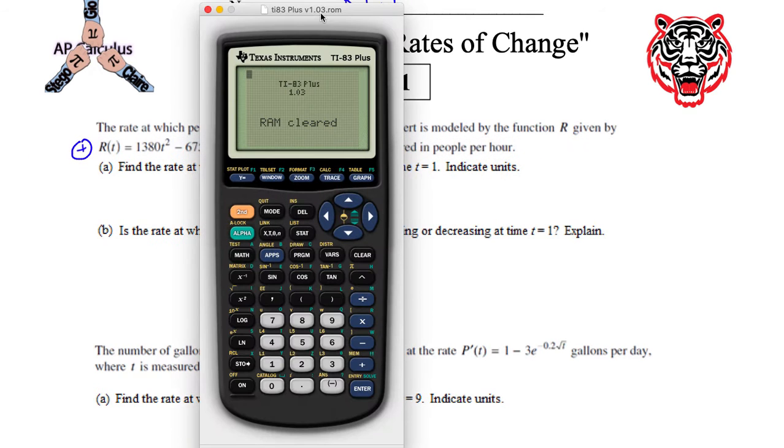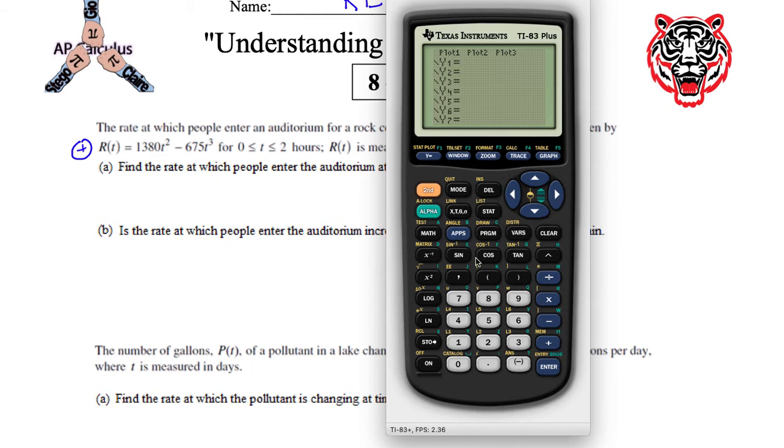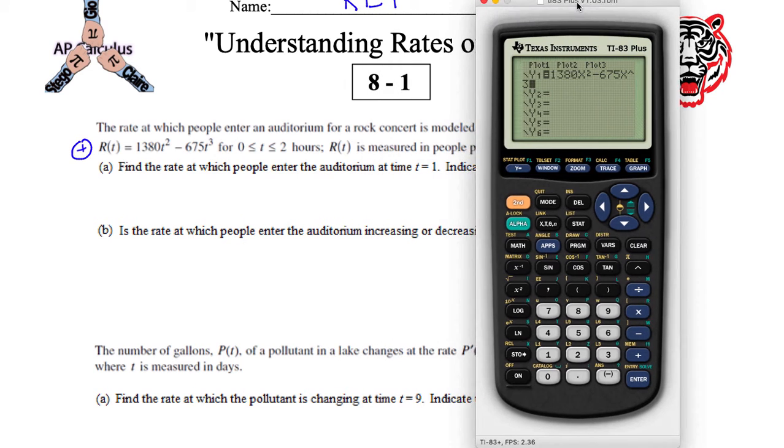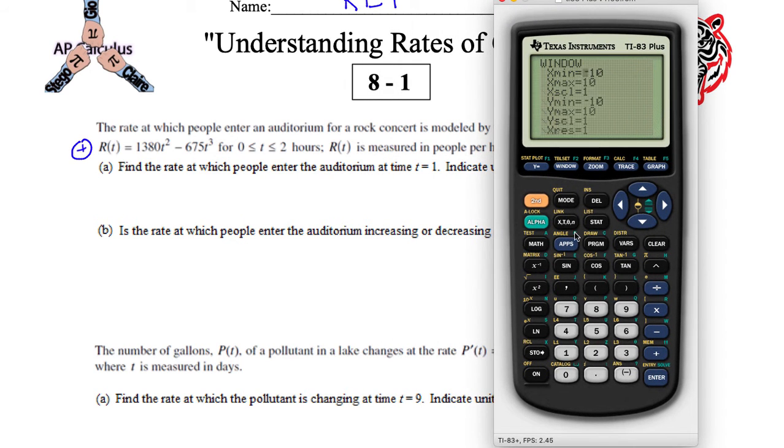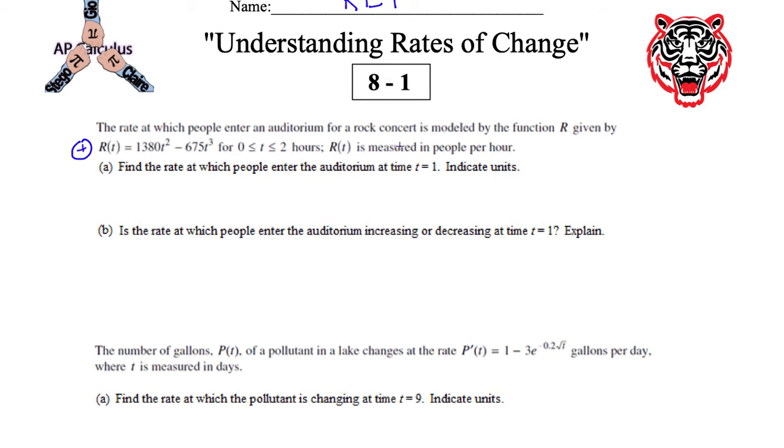Let's go ahead and enter in this equation. We have 1380 x squared minus 675 x cubed. I'm just going to do power of 3 like that. And that's all I have. I do have a window between 0 and 2. I don't know if I'll need that, but I'll hit window 0, enter, 2, enter, and then second mode to quit out of that. Okay, so I have it programmed in for y1.